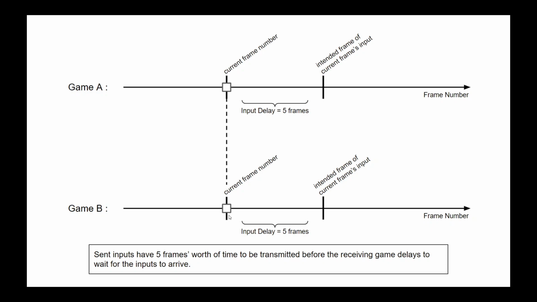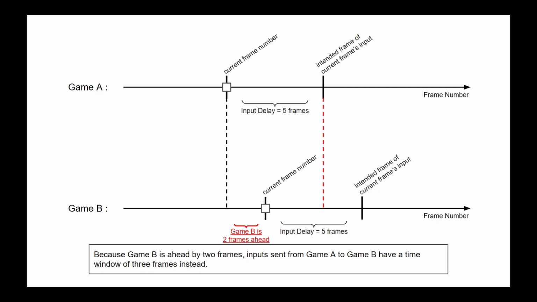So, if both games were on frame 100 and the input delay was 5 frames, the inputs recorded and sent on frame 100 by both games would be intended for frame 105. These inputs would have 5 frames worth of time to be delivered before the games reach frame 105 and need the inputs to proceed. If the inputs are not delivered on time for either game, that game will delay to wait for the inputs to arrive.